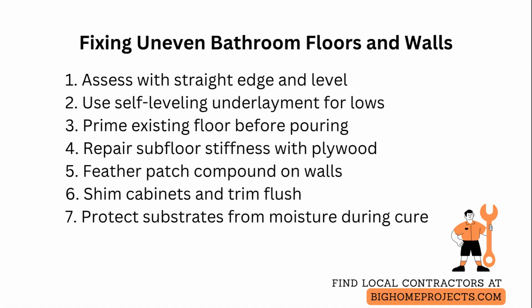When installing cabinets or fixtures, check vertical plumb and use galvanized or plastic shims at anchor points, then trim shims flush after securing so tile and trim sit flat, and always leave a small grout or caulk joint where fixtures meet walls to accommodate slight movement.